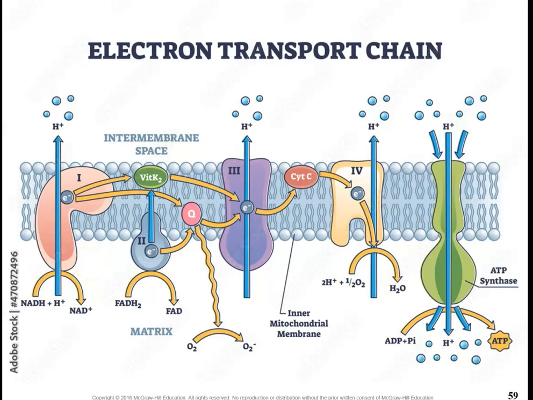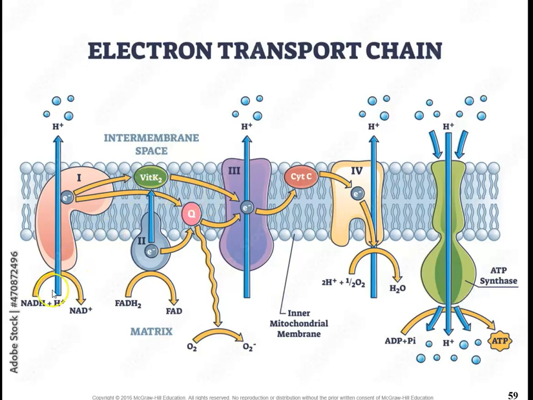This is a different diagram of the electron transport chain. So let's go over it real quickly. You've got your enzymes involved in the process. So you've got complex 1, complex 2, complex 3, complex 4. You have electron shuttles, coenzyme Q and cytochrome C. And you have ATP synthase. This is the enzyme that makes ATP.